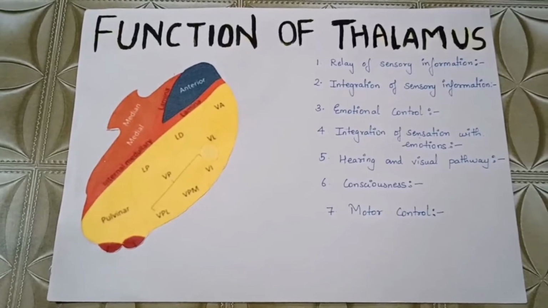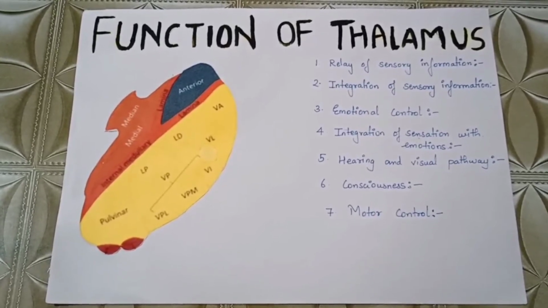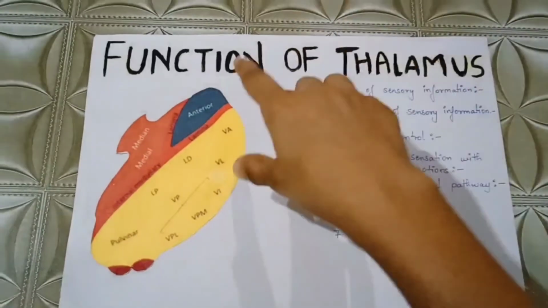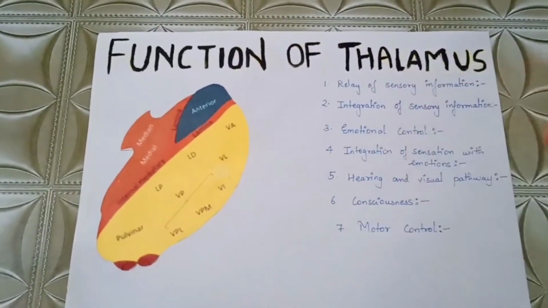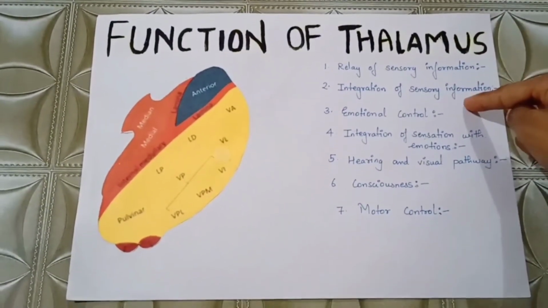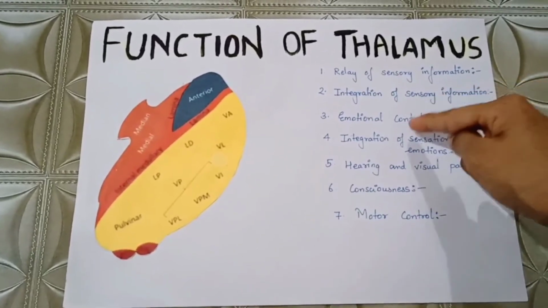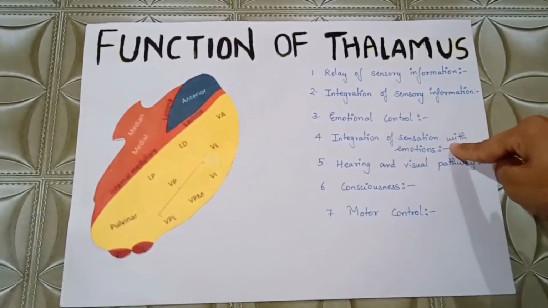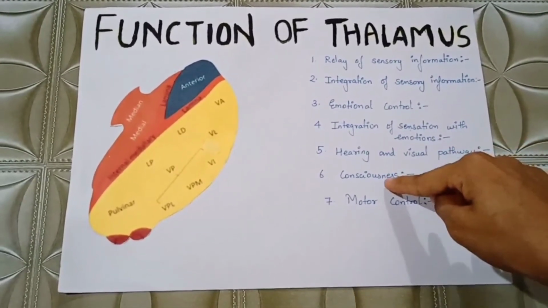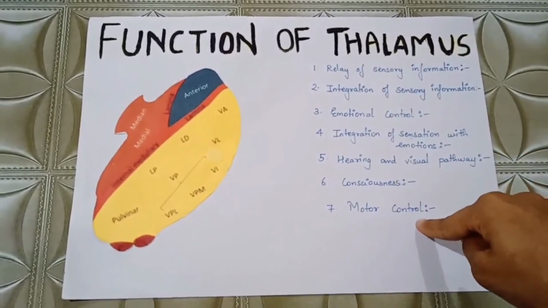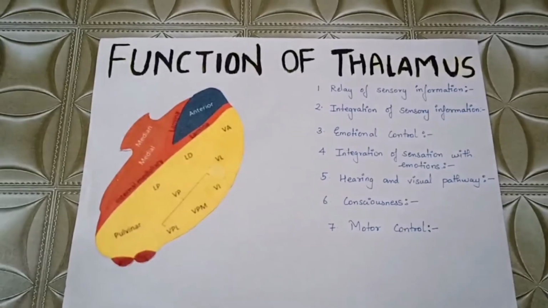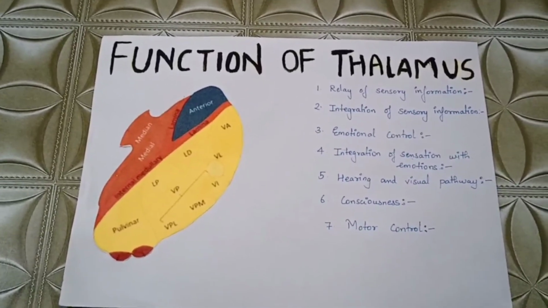So guys, this is what the functions of thalamus is. I have explained it in detail. So let's see a quick revisions of functions of thalamus. So relay of sensory information, integrations of sensory information, emotional control, integrations of sensation with emotion, hearing and visual pathway, consciousness, motor control.